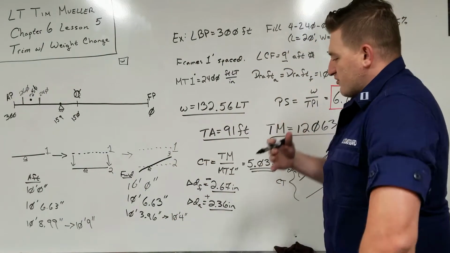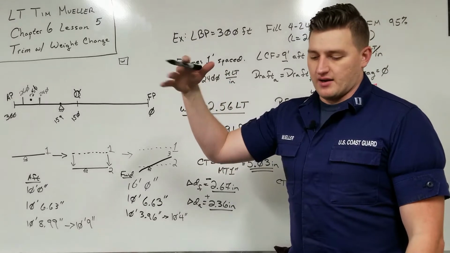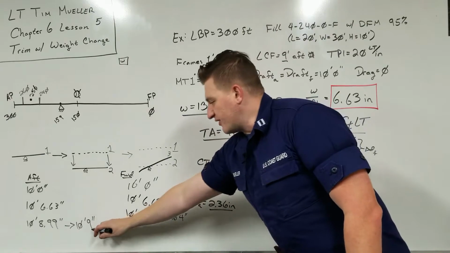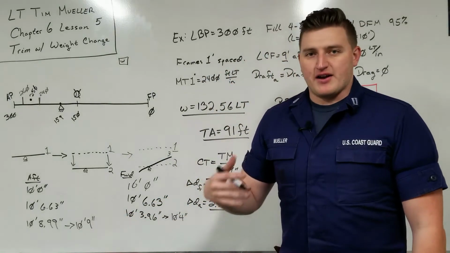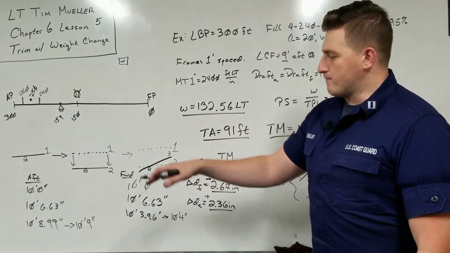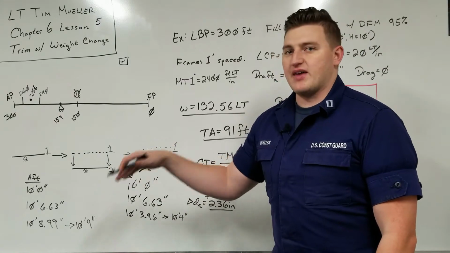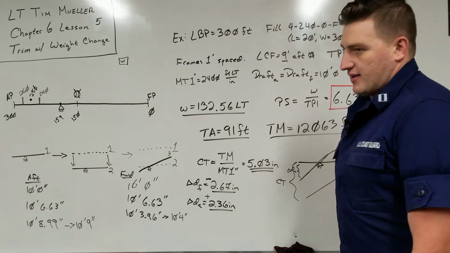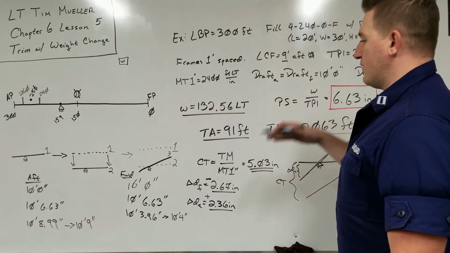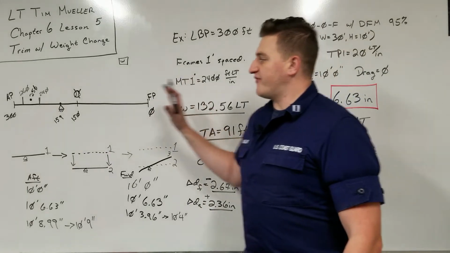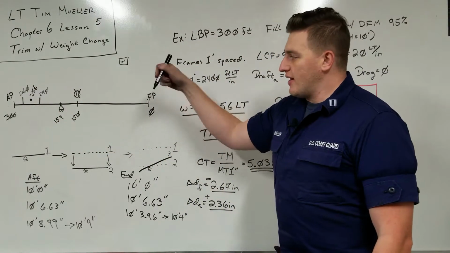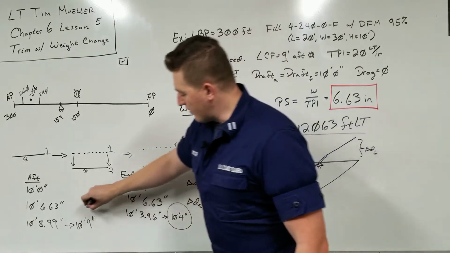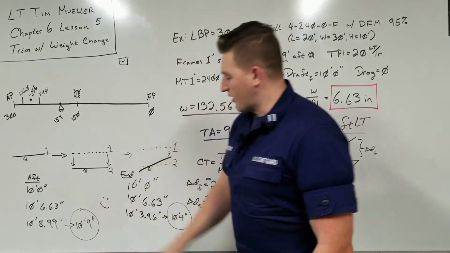Now let's check our change in trim and see if the total difference in the drafts equals my change in trim. 10 foot 9, 10 foot 4, subtract those together, we get 5 inches. Because the aft is deeper, that is trimmed by the stern. We see here CT 5.03, extremely close to 5 inches. And we know just by the nature, we're shifting that weight to the aft. We know that we're going to have trim by the stern. So this and this are correct.